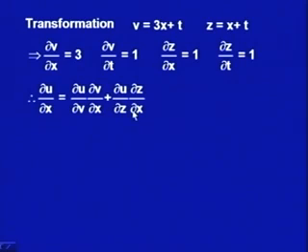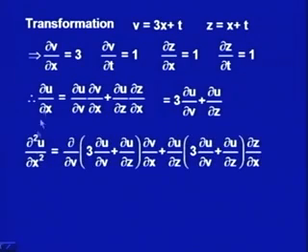So, ∂u/∂x, by this again using the chain rule we would get ∂v/∂x is 3 and ∂z/∂x is 1. So, 3 times ∂u/∂v plus ∂u/∂z. Now, go to the second derivative, differentiate this once more with respect to x.